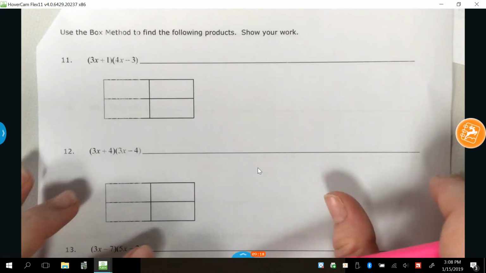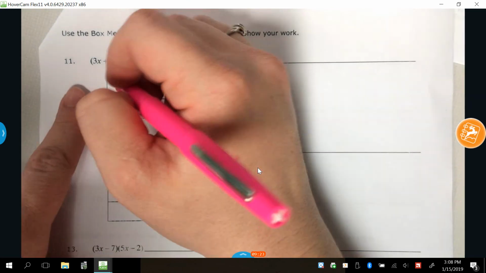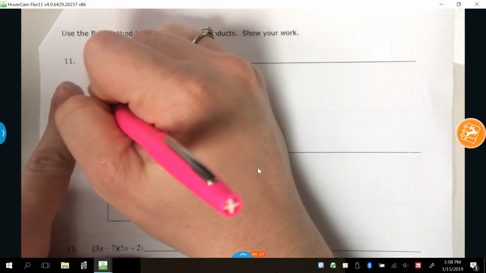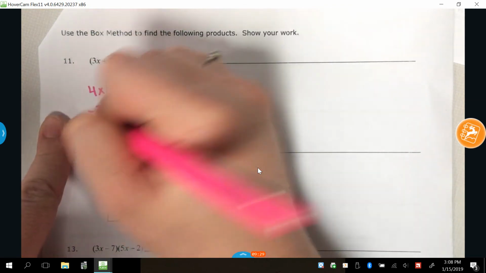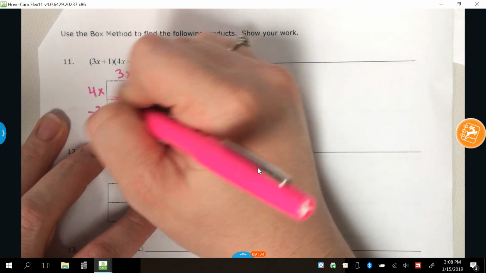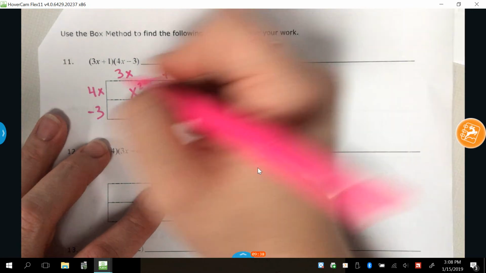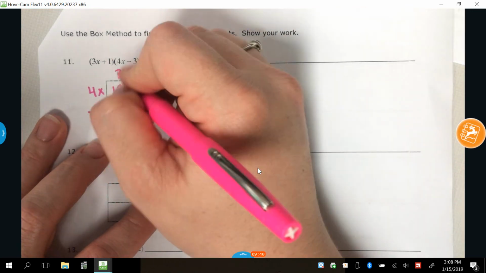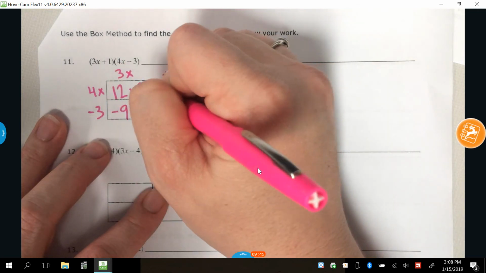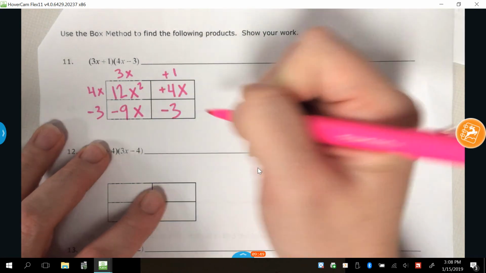Alright, now it comes to the math. You will have open-ended questions and multiple choice questions on this test. So, okay, remember each term gets a box. 3x positive 1, 4x negative 3. Remember I taught y'all today, x squared is always going to go here because x and x. X will go here and x will go here. No x is here. So 3 times 4 is 12. 3 times negative 3 is negative 9. 4 times 1 is positive 4. And negative 3 times positive 1 is negative 3.